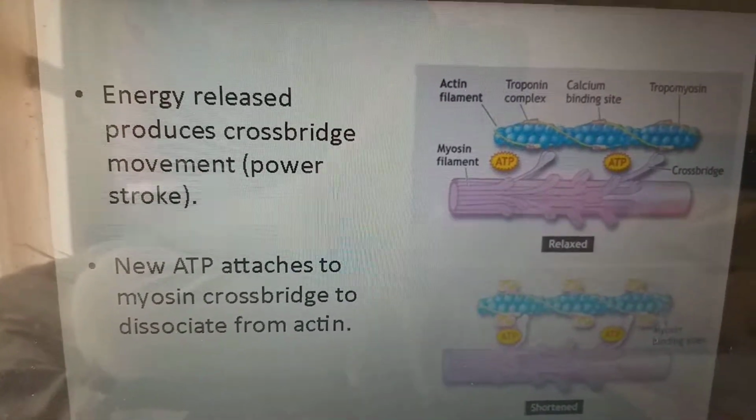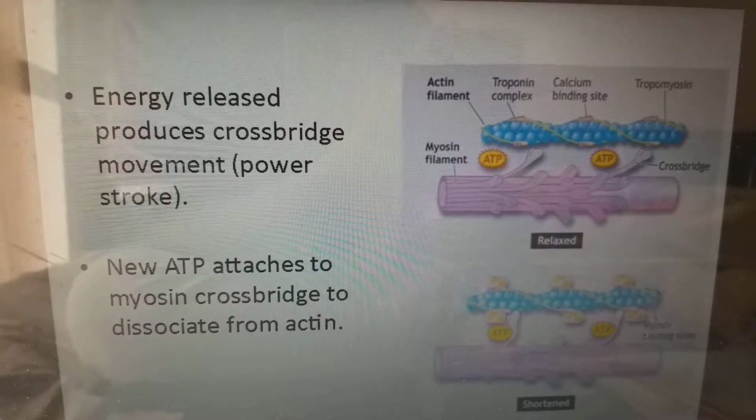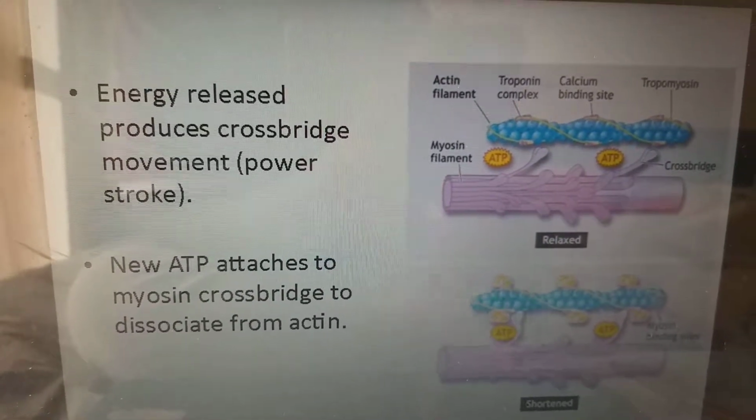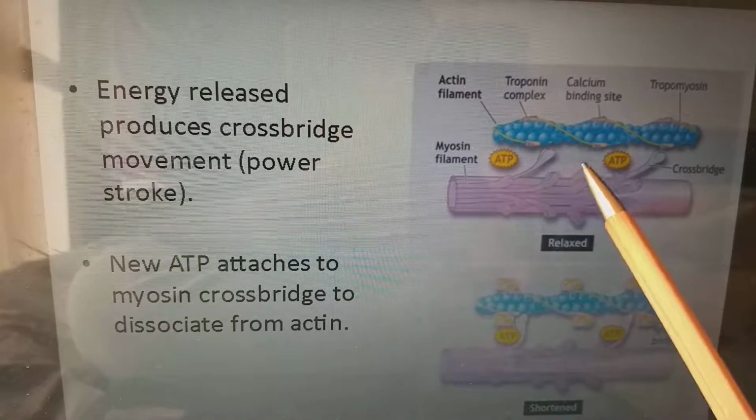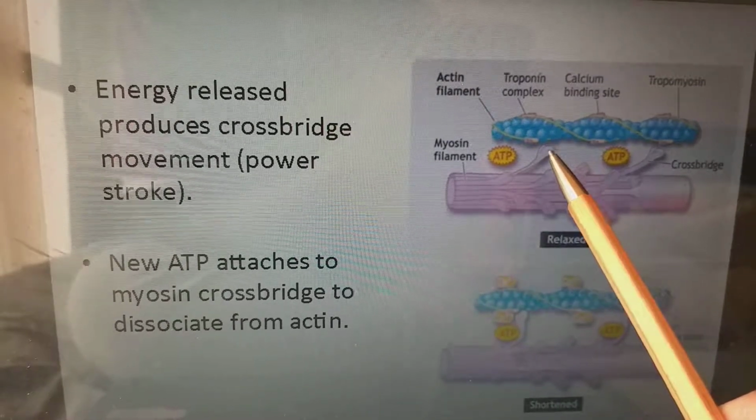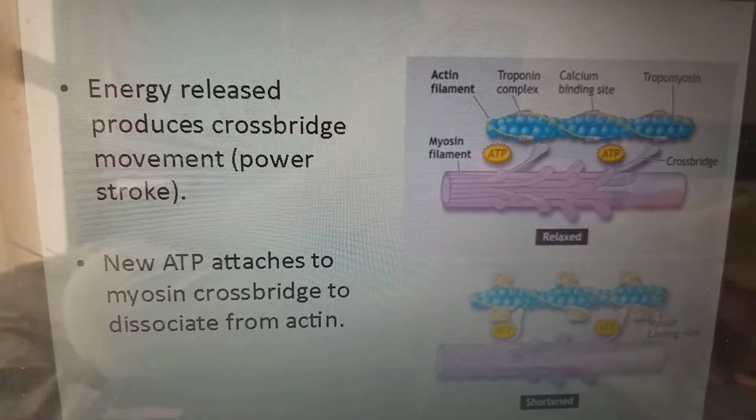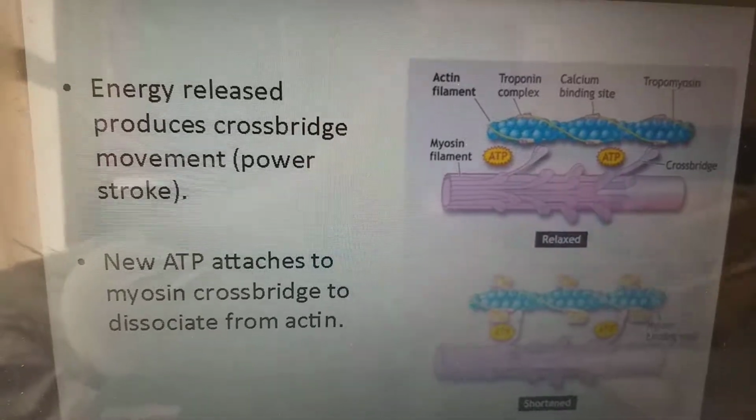So in rigor mortis, after death, each and every muscle of the body becomes stiff because of this case: the ATP will not come and attach to the myosin head. So there is no breakage of the cross bridge, so the muscle becomes very stiff.